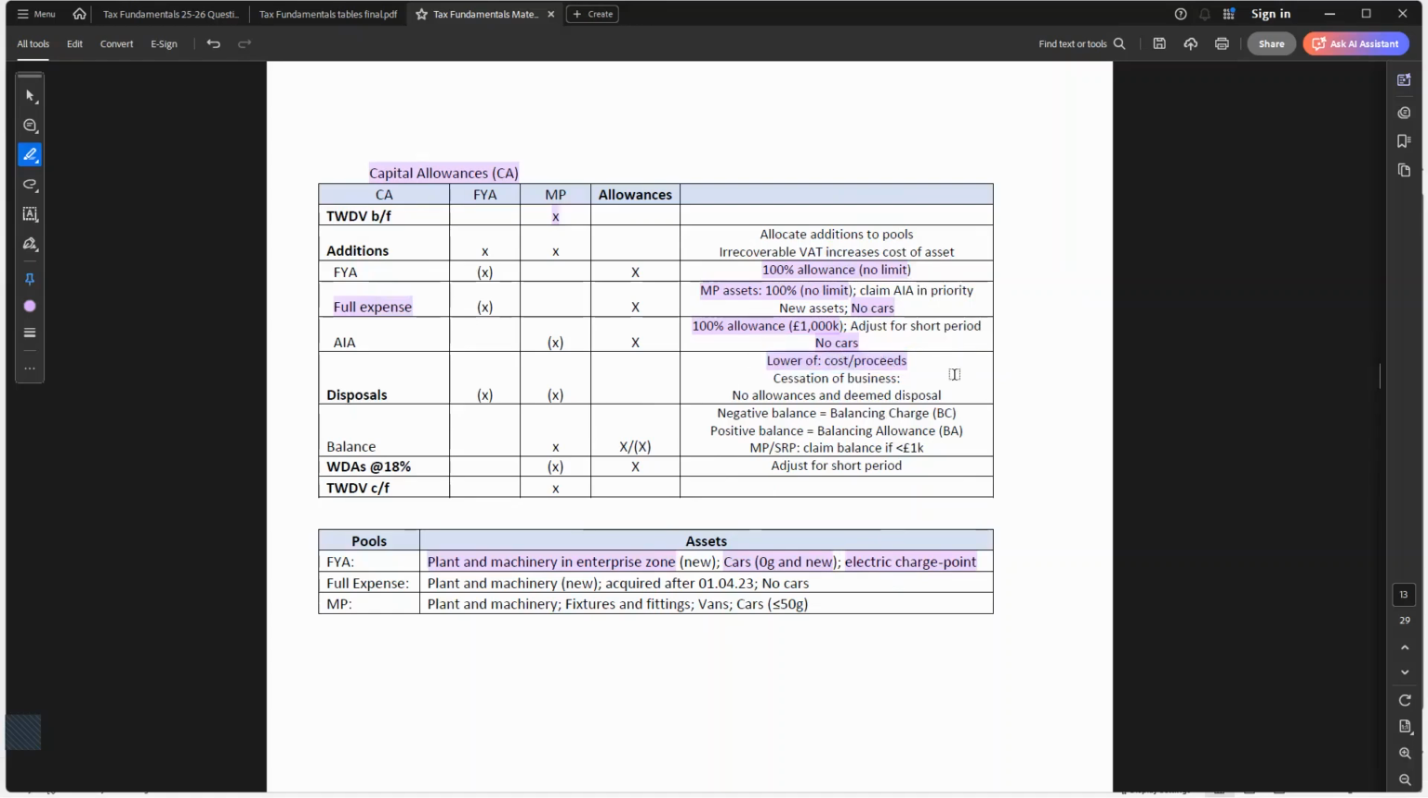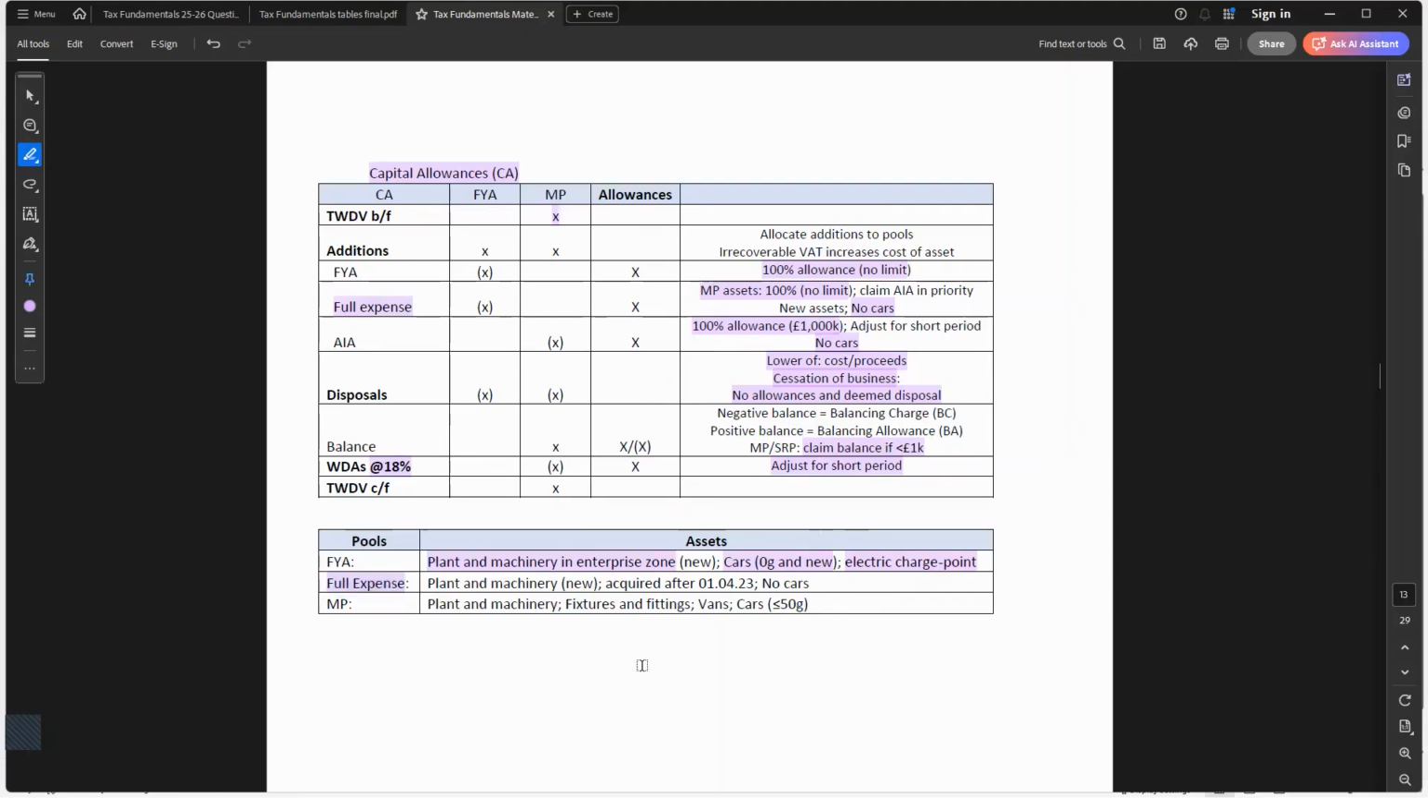Then the disposal proceeds treatment is the same as for income tax. You take the lower of the cost and proceeds, and you will only have a balancing allowance on the cessation of business, where you would have no allowances and a deemed disposal. You get a balancing allowance, or a balancing charge if you have a negative balance. Again, you can claim the balance if the pool is less than £1,000 for the main pool. Similarly, we would need to adjust the writing down allowances for any short periods, so the 18%. And if we had a shorter period, we would also apportion the AIA. So for a 9-month period, we'd have £750,000 rather than the million for the whole year. And there are a few more notes down here.